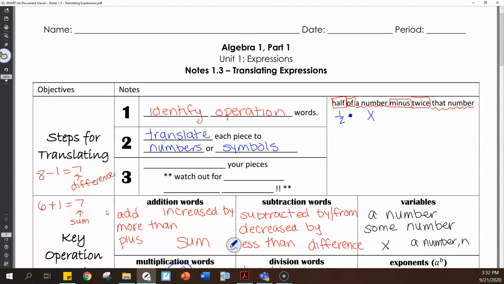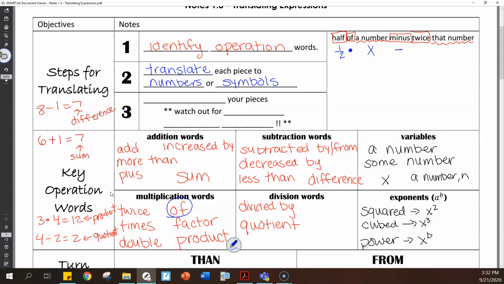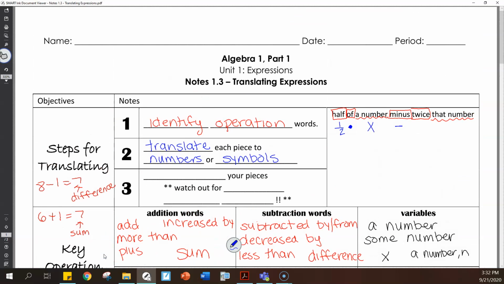So minus, I know, tells me to subtract. Twice is a little tricky. Twice is a multiplication word. That means 2 times this thing. Okay, so twice means 2 times. And I'm doing that little multiplication dot there so that we don't confuse that with the x. And then that number. Okay, I'm using x to represent the number, so I want to make sure I use x again there.